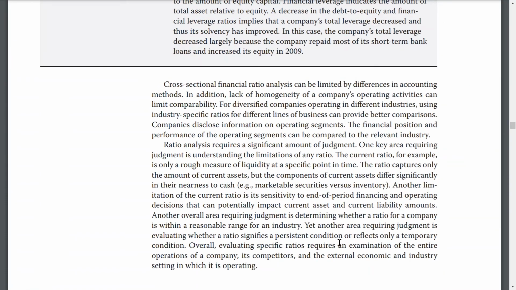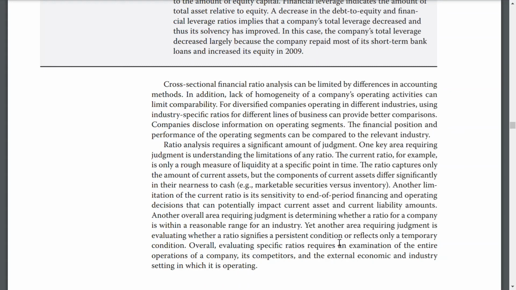Cross-sectional financial ratio analysis can be limited by differences in accounting methods. In addition, lack of homogeneity of a company's operating activities can limit comparability for diversified companies operating in different industries. Using industry-specific ratios for different lines of business can provide better comparisons. Companies disclose information on operating segments. The financial positions and performance of operating segments can be compared to the relevant industry.